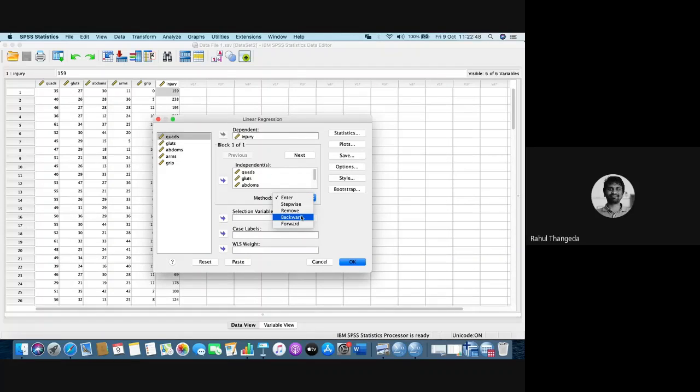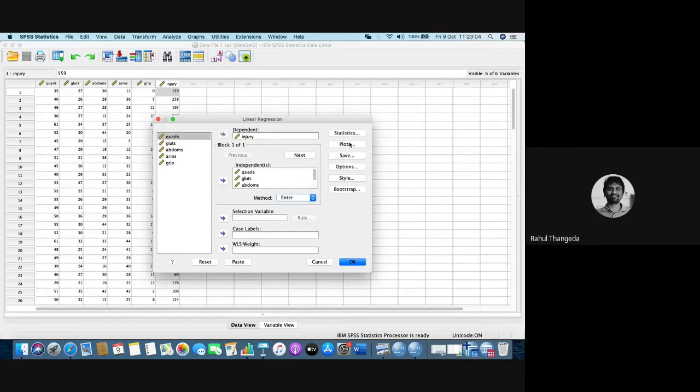The reason why this is important is in some of your examples, you might want to run regression and see how each of the independent variables is impacting. In such cases, you can use any of these methods. If I have time, I'll show you stepwise as well.